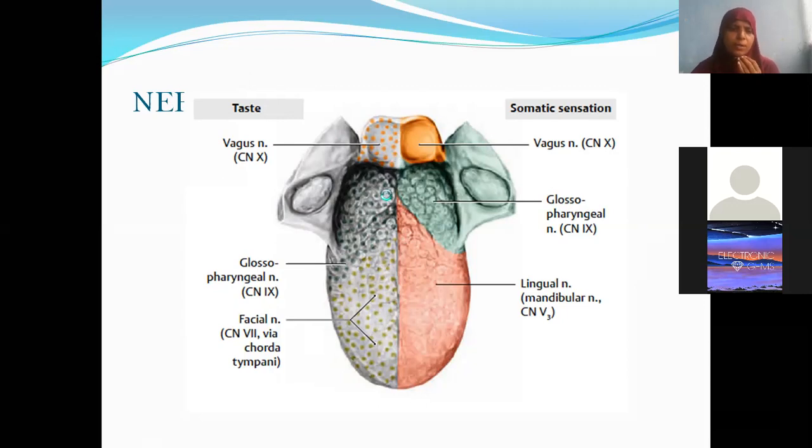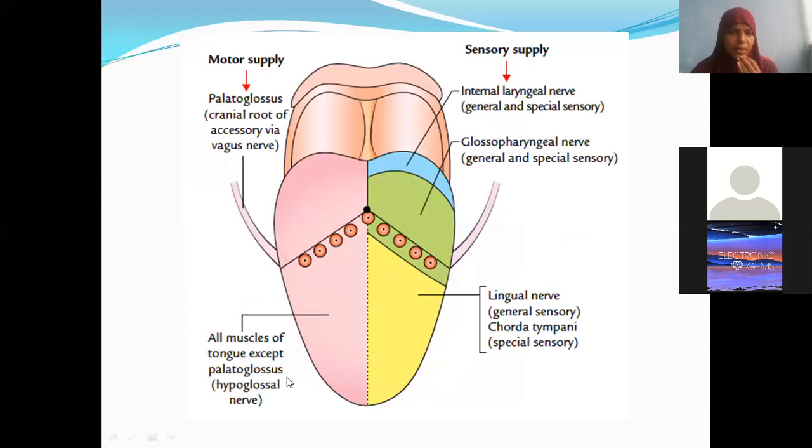Again, this is Vishram Singh's picture. It's very good. General sensation is coming through the lingual nerve. Special sensory information comes via the chorda tympani. All muscles except palatoglossus are supplied by the hypoglossal. Behind it is all glossopharyngeal. More behind we have the vagus through its internal laryngeal branch.